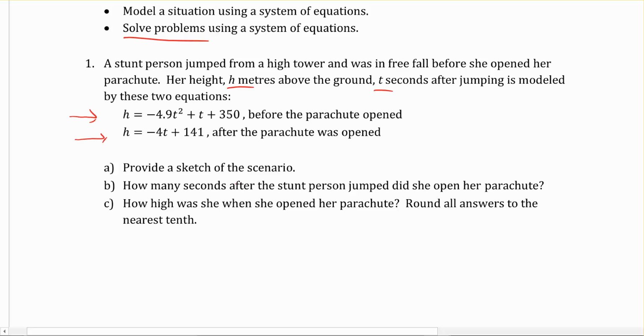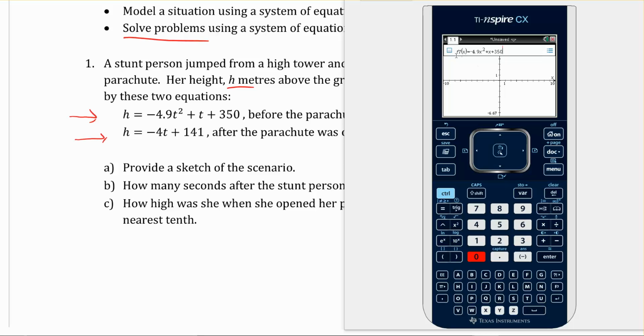We can do this a few different ways. You could do it without putting it in your calculator, but probably the easiest is going to be to actually put it into your calculator. So if you plug the first one in, f1 of x is equal to negative 4.9x squared plus x plus 350, you get a line that looks something like that.